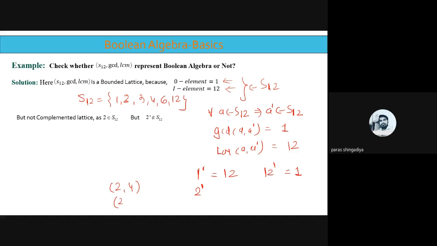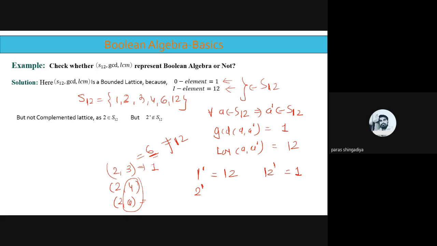And then consider 2 with 6. What is the GCD of 2 and 6? That is equal to 2 only, not equal to 1. So we cannot use 4 and 6 as a complement of 2. Clear? And then the next number is 3. 2 with 3: clearly the GCD is 1. The common divisor is 1 only. So the GCD is equal to 1. But when we find the LCM of 2 and 3, what is the answer? That is equal to 6 only, and that is not equal to 12. Therefore we cannot consider 3 as the answer. 3 is not a complement of 2.